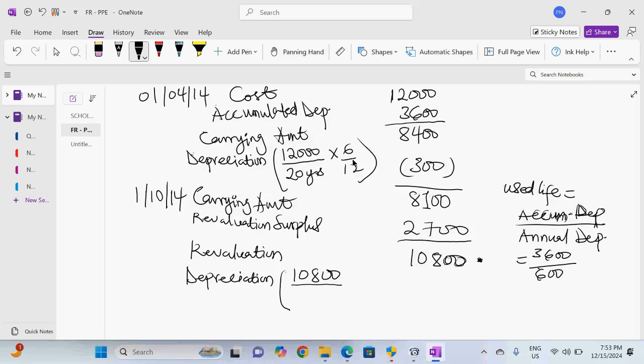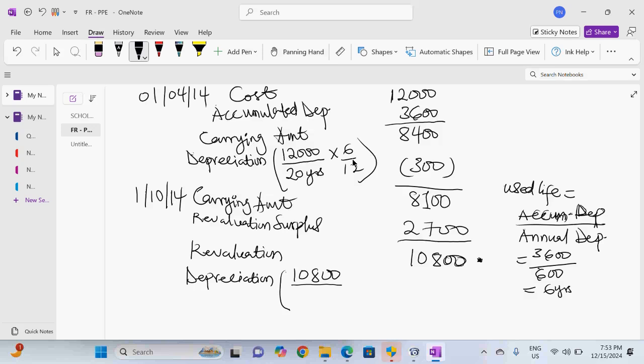That is just the cost over the useful life. That will give you the annual depreciation. So what are you getting? You are getting 6 years. That is 6 years, right? Yes, that is 6 years.